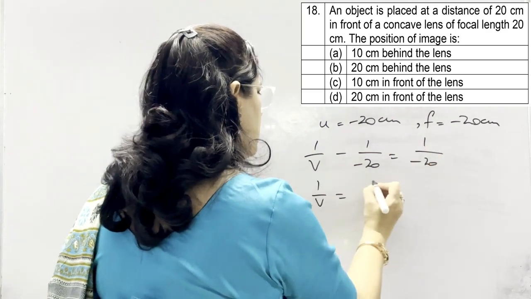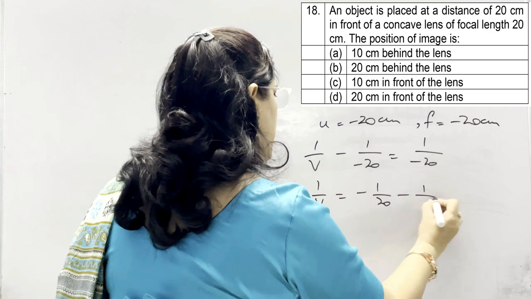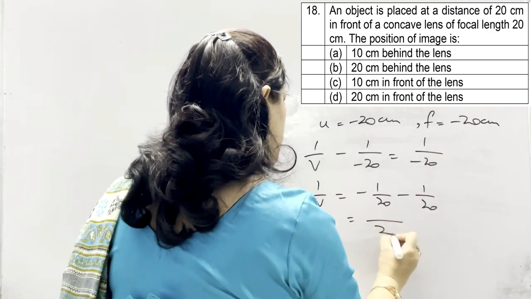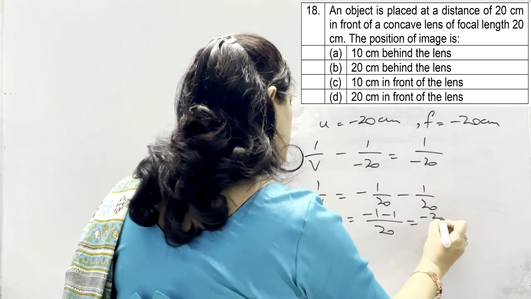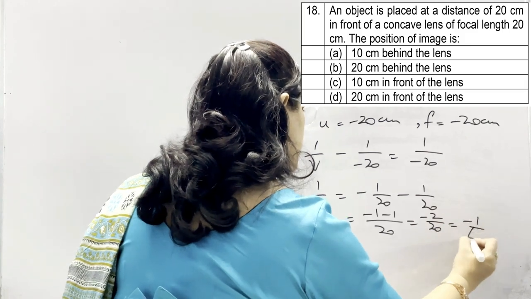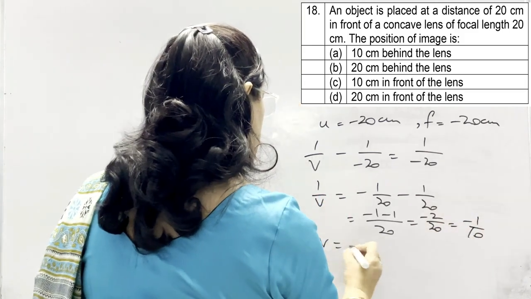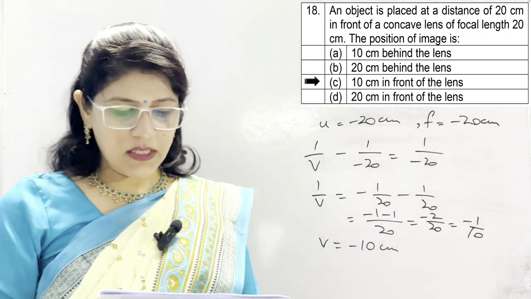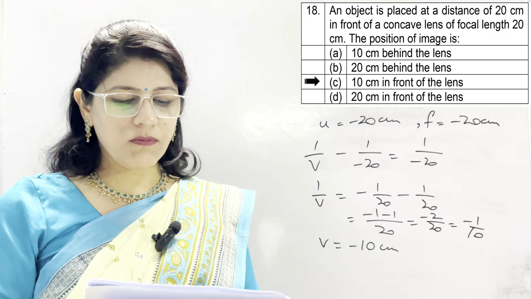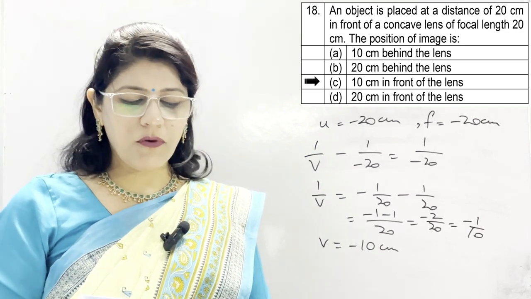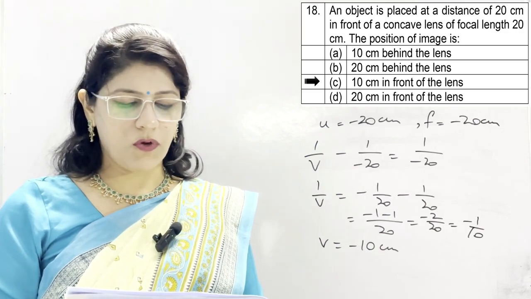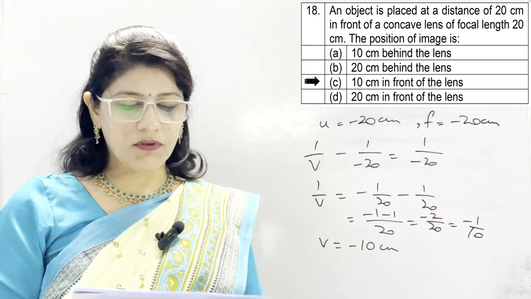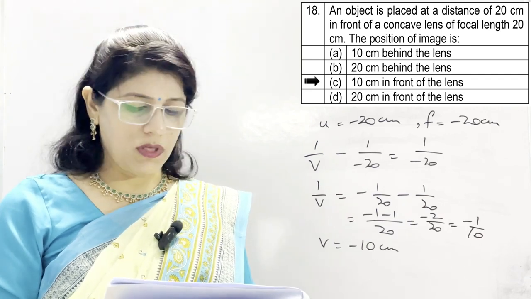1 by V is equal to minus 1 by 20 and minus 1 by 20. 20 is the LCM, minus 1 and minus 1, minus 2 upon 20, it means minus 1 upon 10. So V is equal to minus 10 centimeter. Options given are 10 centimeter behind the lens, 20 centimeter behind the lens, 10 centimeter in front of the lens and 20 centimeter in front of the lens. Option C is correct, which is 10 centimeter in front of the lens.